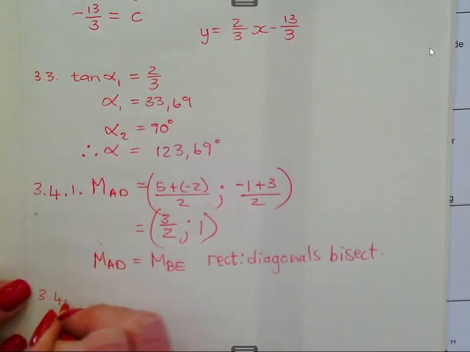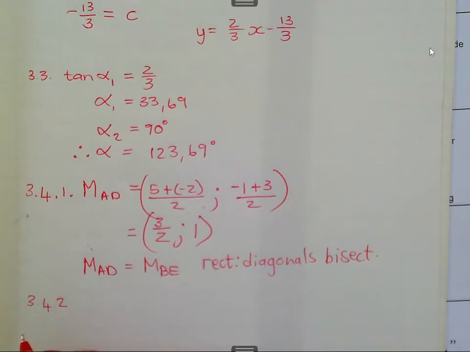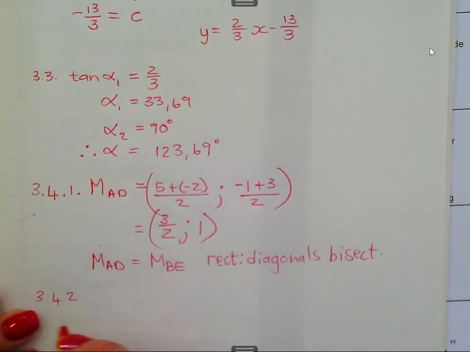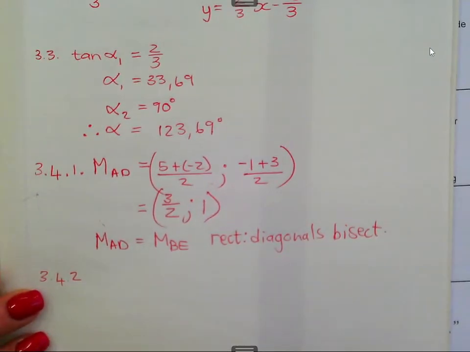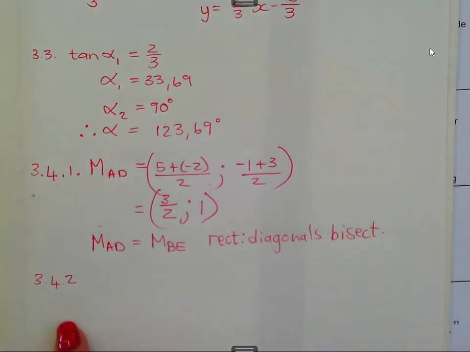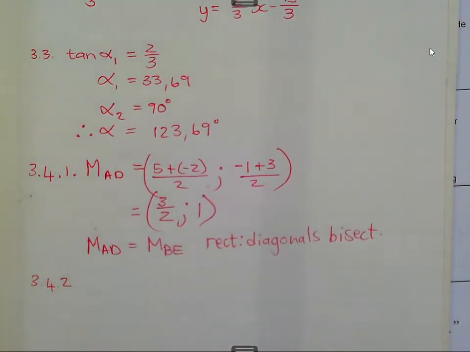Okay, 3.4.2, you had to calculate the length of the diagonal BE. Once again, you can't calculate it. But because of the rectangle, we know that the diagonals are equal. Remember, this is not the case for a normal parallelogram. At a parallelogram, the diagonals aren't equal. They do bisect each other, but they're not equal. A square's diagonals are equal, and a rectangle's diagonals are equal.